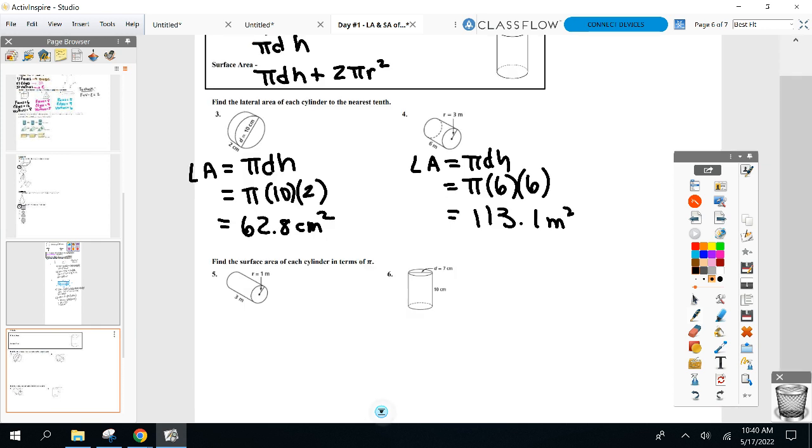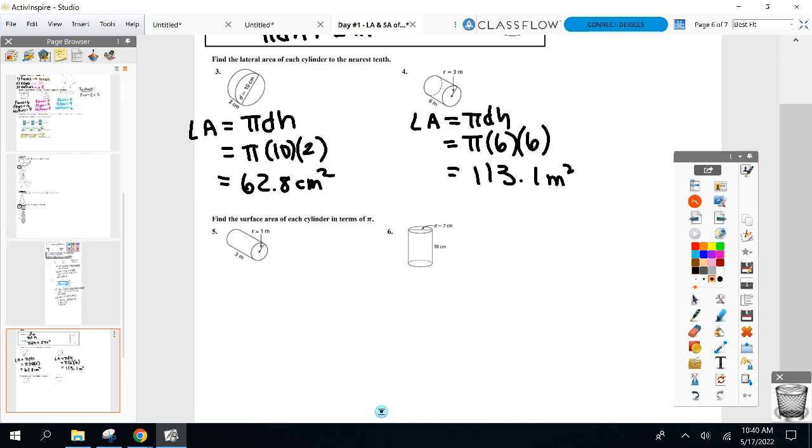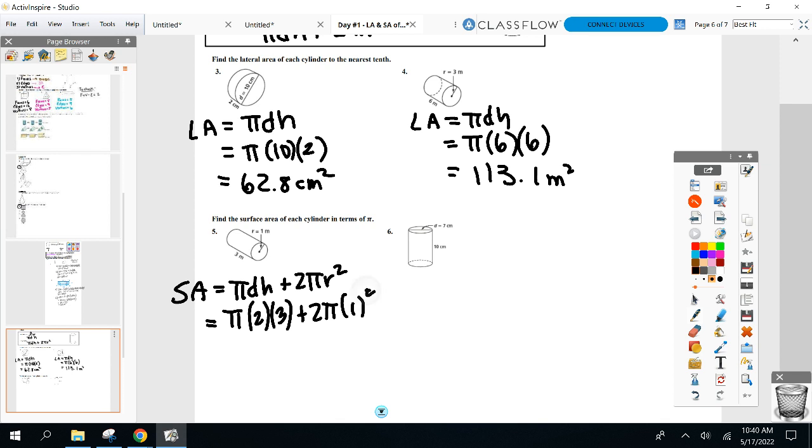All right, in terms of pi, so make sure you got a pi. Don't plug it in your calculator, put it in your answer. So it's going to be my lateral area pi dh, but now I got to remember to add in those 2 circles at pi r squared. Take your time here. Watch what could happen. Pi, what's the diameter? 2, height of 3, plus 2 pi, but now I got to use the radius now. 1 squared. So make sure you know where to plug in diameter and where to plug in radius.